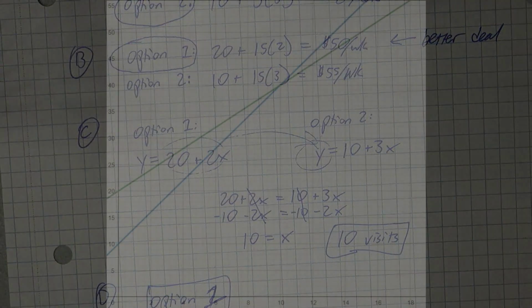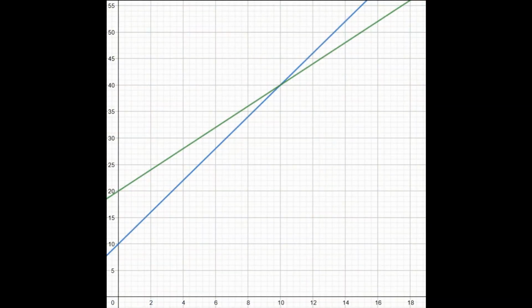And then let's take a quick look at the graph so that we can see what that looks like. We'll use the graphing application GeoGebra, and you can see here that the intersection point is at 10 visits, and for any number of visits more than that, you're paying less with option 1. Any fewer than 10 visits, you're better off paying with option 2.